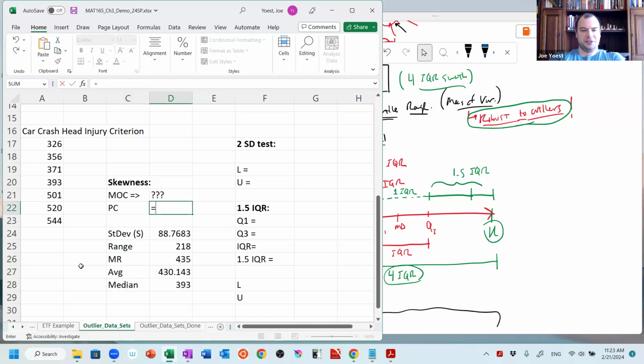Let's look at the Pearson coefficient for something a little more objective. So this is 3 times the mean minus the median over the standard deviation. Pearson coefficient here is about 1.25, 1.26, indicating some right skewedness and suggesting that at least we had one right outlier. That's what's suggested by the Pearson coefficient.